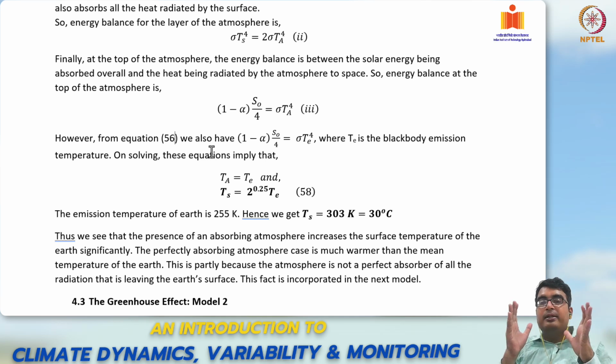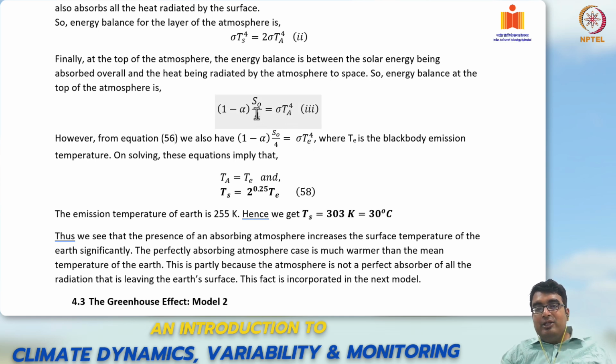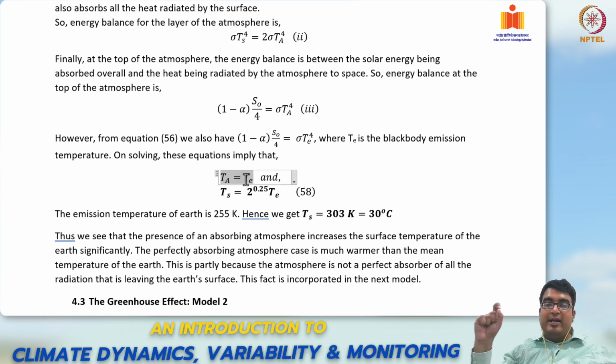This is the definition of the black body emission temperature, correct? So this expression (1 minus alpha) S0 by 4 can be replaced by sigma Te to the power 4. So sigma Te to the power 4 is equal to sigma Ta to the power 4. Hence, Te is the same as Ta. So the temperature of that one layer of atmosphere will be equal to the black body emission temperature of Earth.